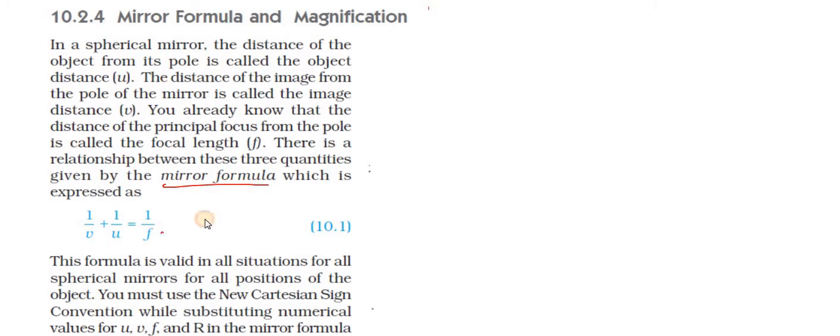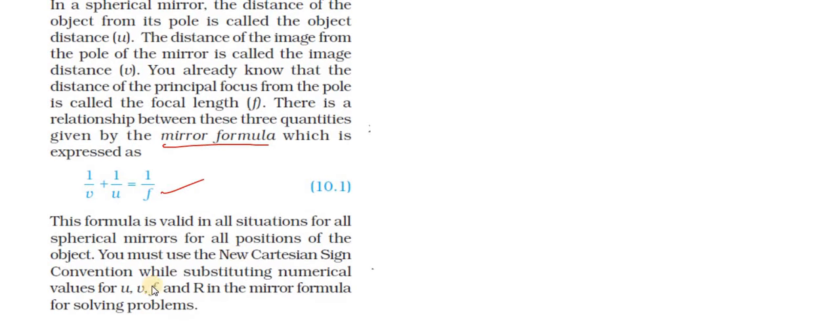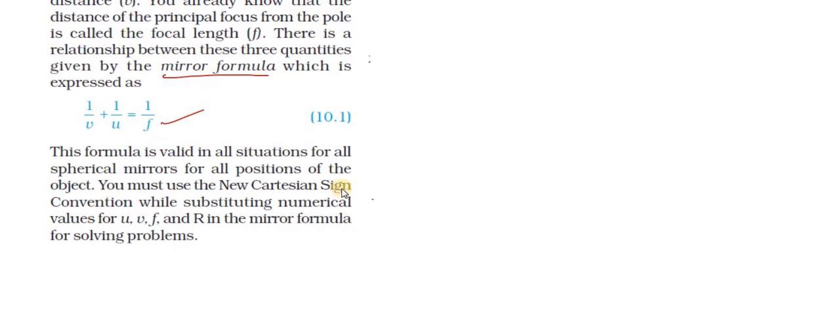This is the mirror formula: 1 by v plus 1 by u is equal to 1 by f. This formula is valid in all situations, for all spherical mirrors, for all positions of the object. You must use the new Cartesian sign convention, which we just learned, while substituting the numerical values of u, v, f and r, where r is the radius of curvature, in the mirror formula for solving problems.